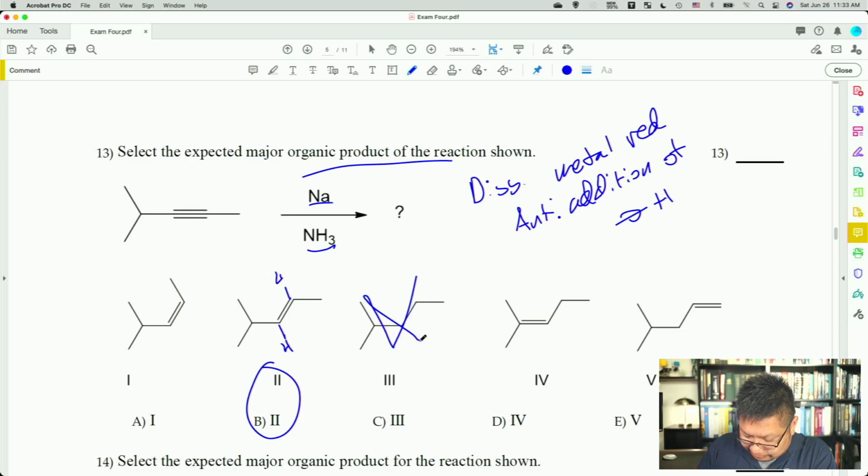That's not, there's not even a double bond there. That's at the wrong carbon. That's at the wrong carbon. And this one's actually cis, right, or syn addition. Okay?